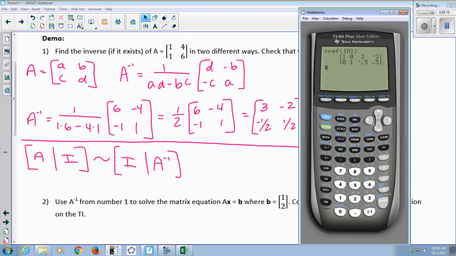All right, so that's the method you would use if you were trying to find the inverse of a 3x3 or a 4x4, anything larger than 2x2. You put A on the left, the identity for that size matrix on the right, and then row reduce and they'll swap. You get the identity on the left, A inverse on the right. And again, if you get anything other than the identity on the left, you just say, okay, that means A inverse doesn't exist.